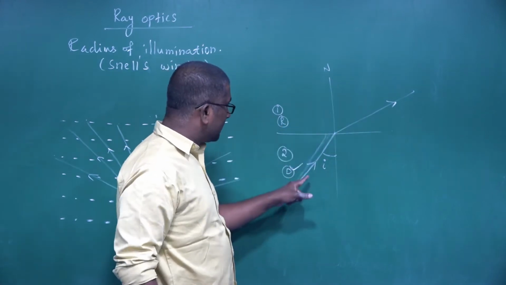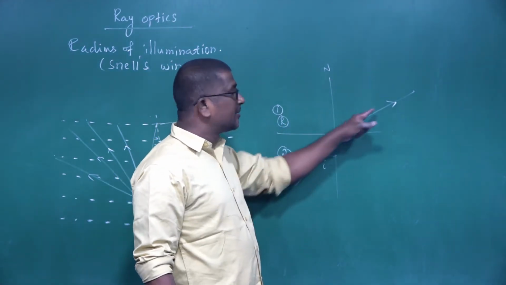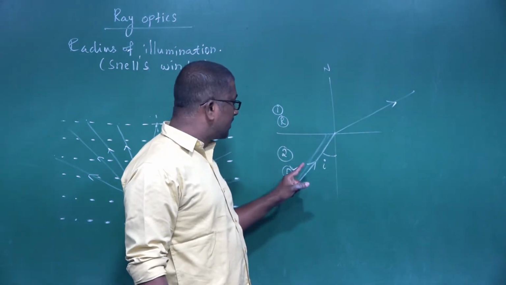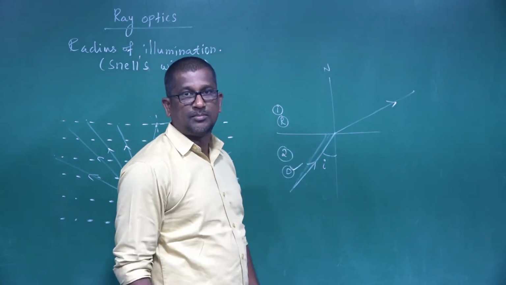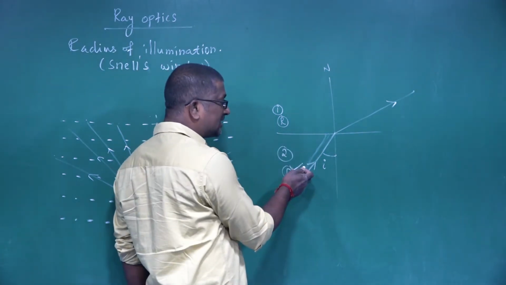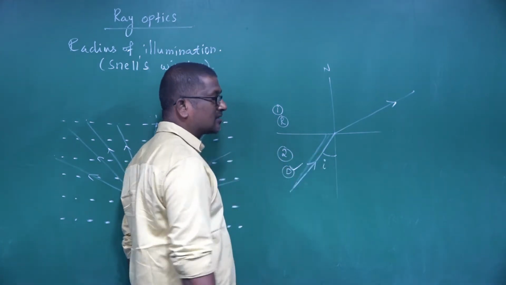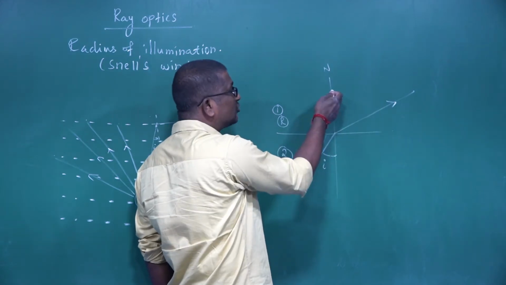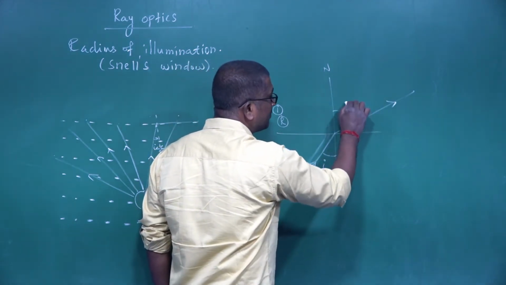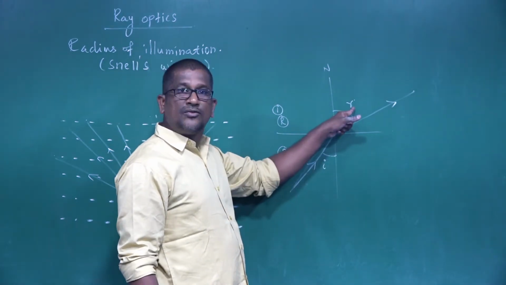This is the normal line. This is the incident ray which travels in the denser medium. It goes from denser medium to rarer medium, and the ray is bent away from the normal. The angle between the incident ray and the normal line is called the angle of incidence. This is the refracted ray, and the angle between it and the normal is called the angle of refraction.